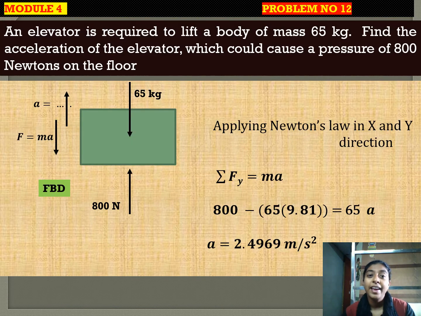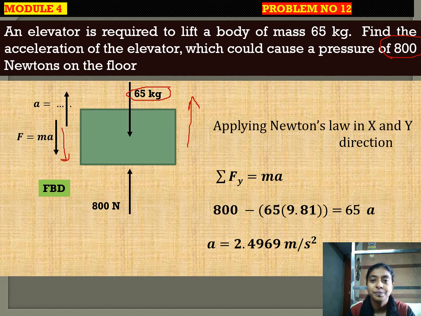Next problem. An elevator is required to lift a body of mass 65 kg. Find the acceleration of the elevator which could cause a pressure of 800 newtons on the floor. So the force is given as 800 Newton. The body is moved upwards, so this is the motion of the body. Therefore, mass into acceleration will act in the downward direction.